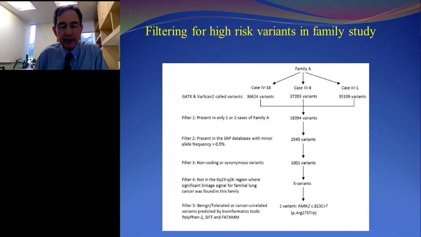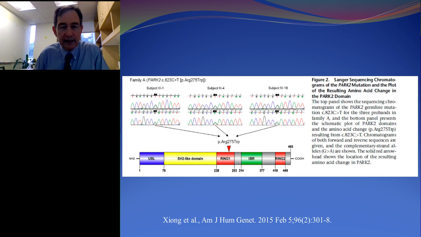And in particular, there's a variant of PARC and PARC2 that was strongly associated. This slide is just showing you this variant is in a ring finger domain, and it has a functional impact. So it's a pretty strong candidate, and it was found in several other families, so it at least explains some of the variability, but probably not all of the risk associated with this region.